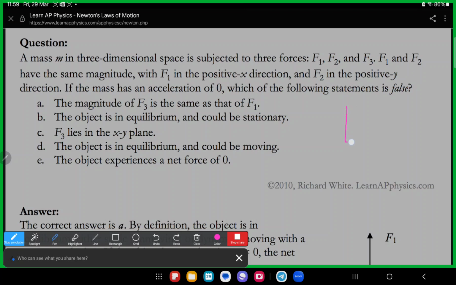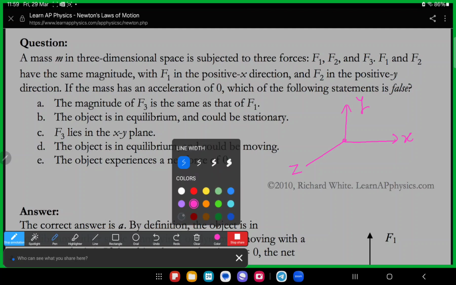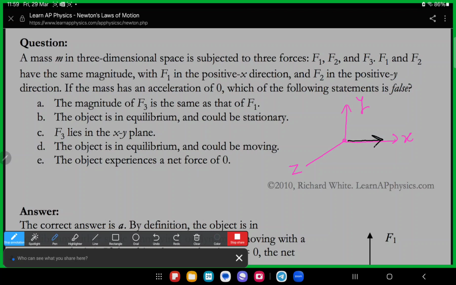So what they were saying, there is a three mass. Let's say three dimension, this is a plane. F1, F2 have the same magnitude, and F1 is acting along the positive x, and this is F1, and F2, this is F2, positive y. If the mass has acceleration 0, so let's say some mass is there.